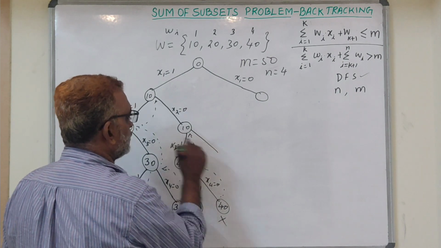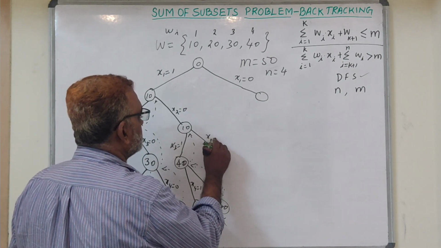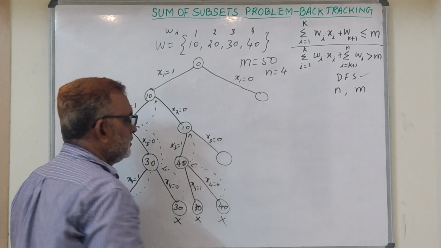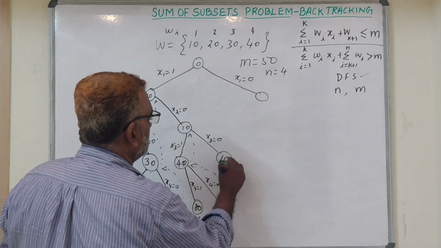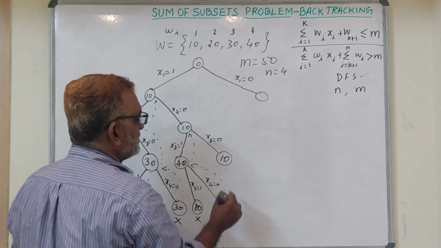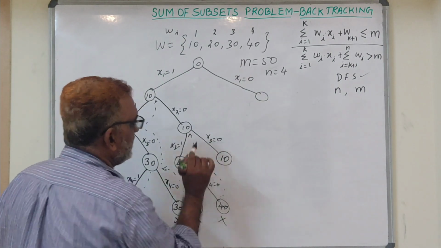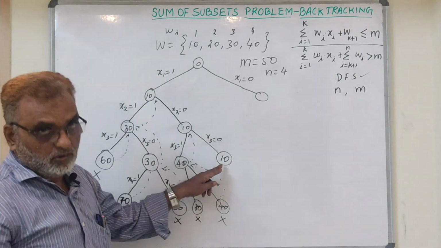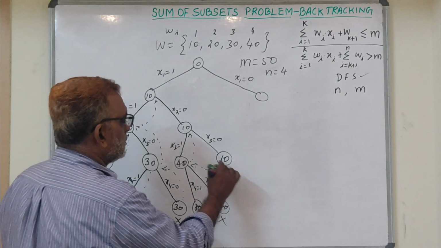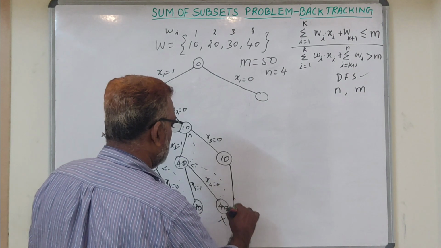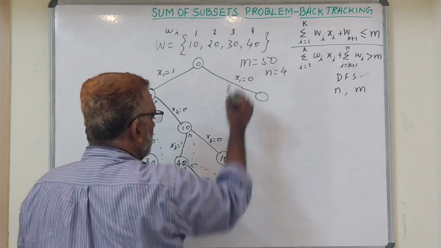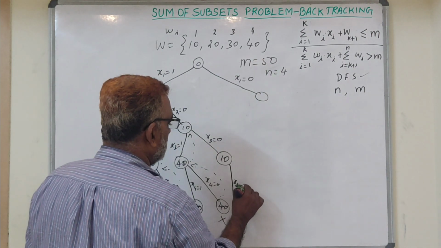So what is the value? This is x3 equal to 1. Now proceed with x3 equal to 0. You are not including the value of x3. So what will the previous value be? Simply copy it here. So now proceed with the x4 value. What is the x4 value? x4 value is 40. That is x4 is equal to 1.